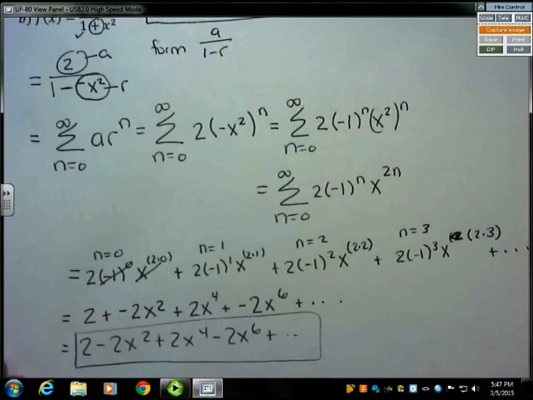Again, you could talk about the interval for which this relationship holds in the same manner we did back on the example 1, part A, B, and C.